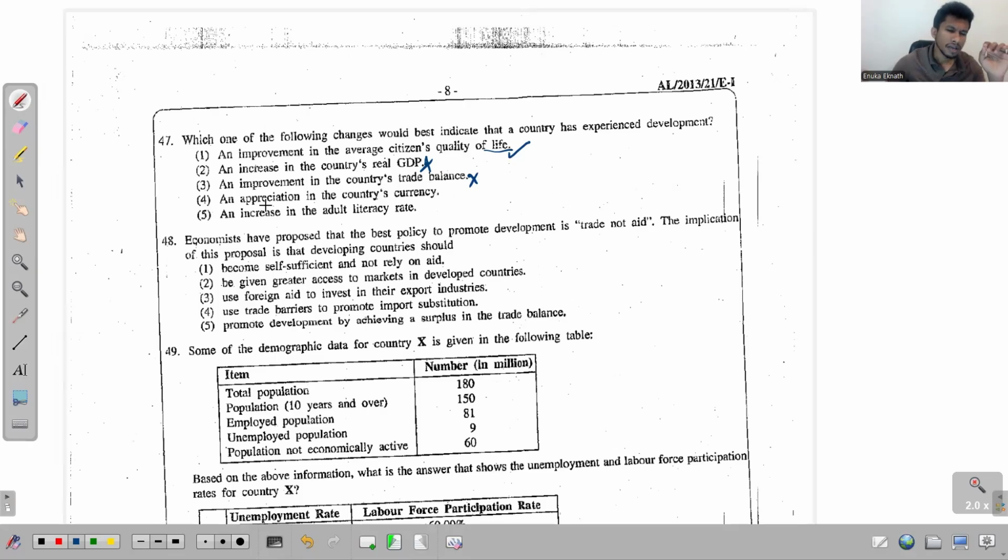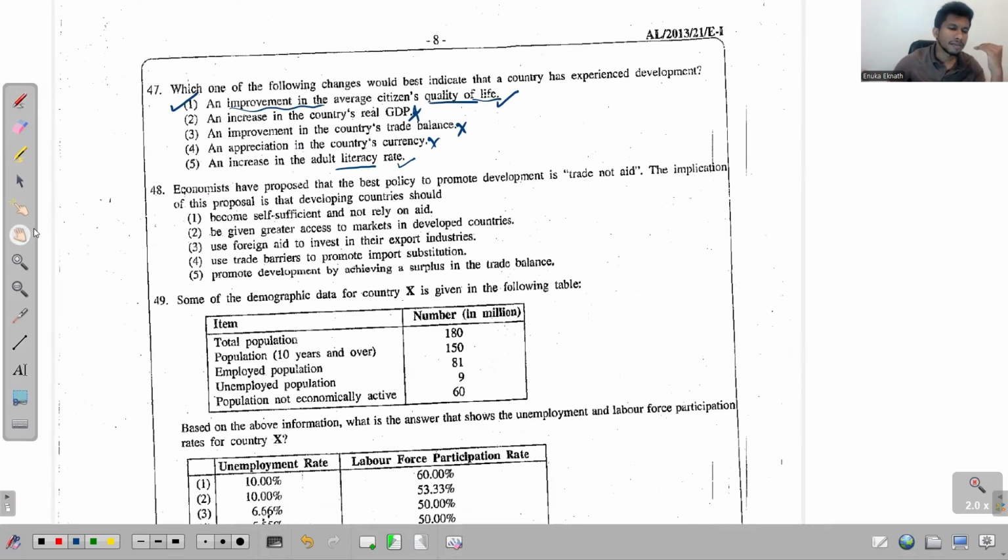And appreciation in the country's currency. No, an increase in the adult literacy rate. When I say an increase in the adult literacy rate, this is a part of development. That's true. But the fifth one is included inside the first one anyway. When they say in general an improvement in the average citizen's quality of life, inside that quality of life, the literacy rate is also included. Out of the given ones, the best one is the first one.